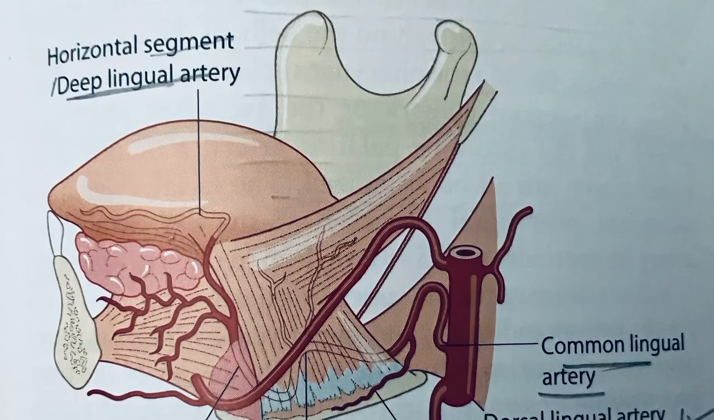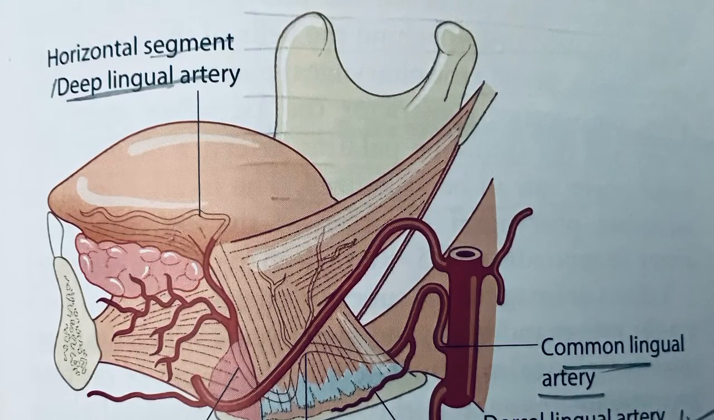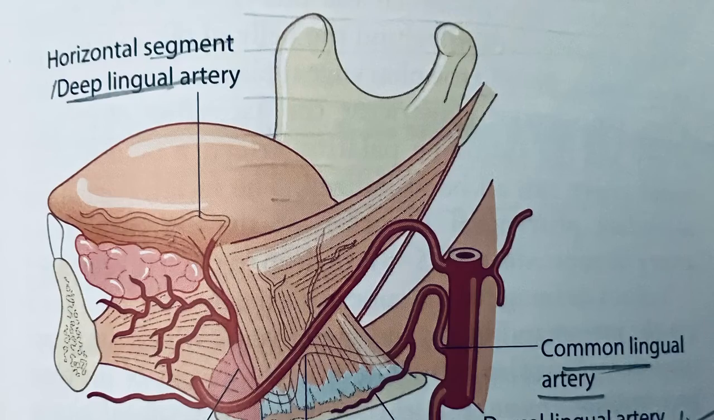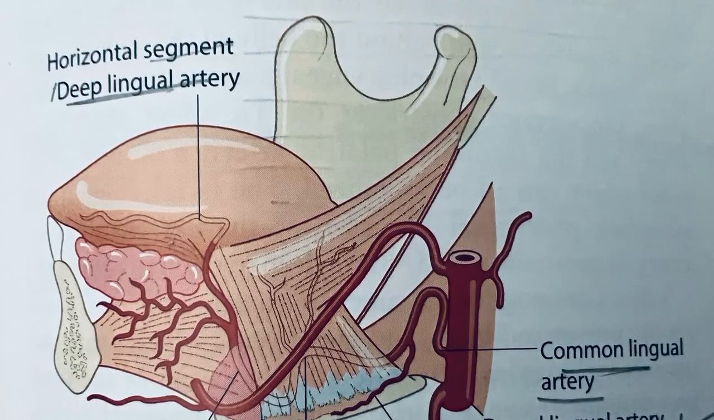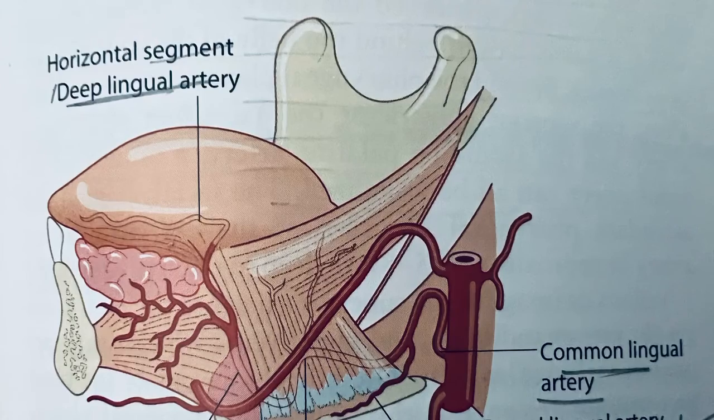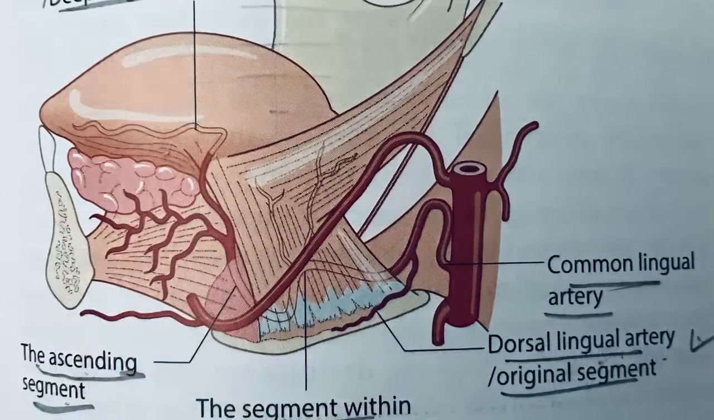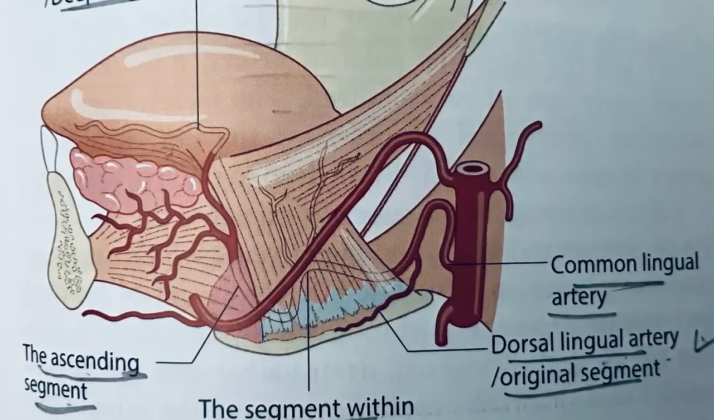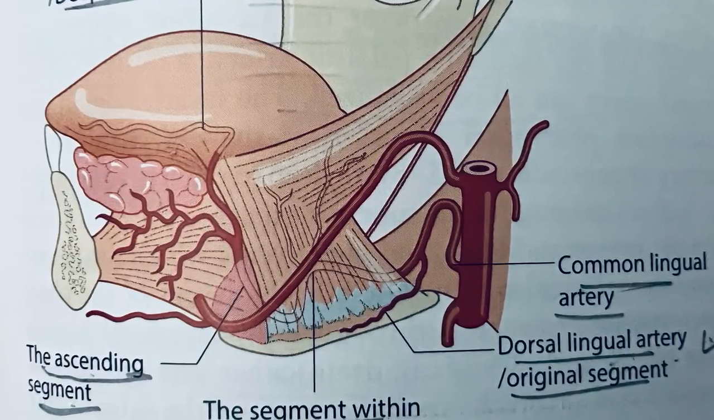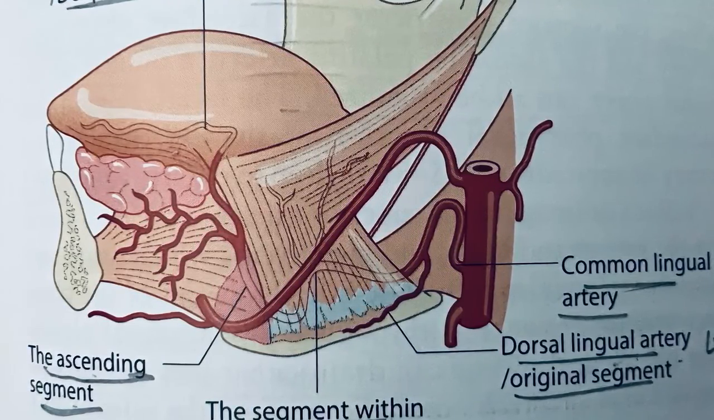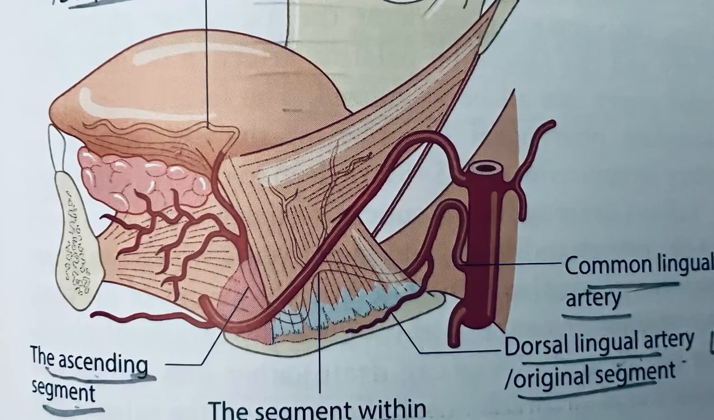And the last and fourth part is the horizontal segment of the lingual artery, which becomes the deep lingual artery, which runs forward, upward, downward between the longitudinal muscle of the tongue and the genioglossus, extending up to 1 centimeter from the tip of the tongue. The vascular distribution includes the dorsal side of the tongue, lateral side of the tongue, and part of the ventral surface.